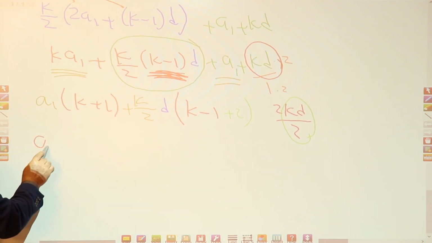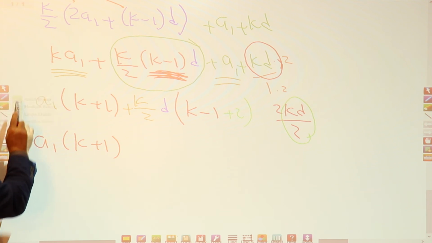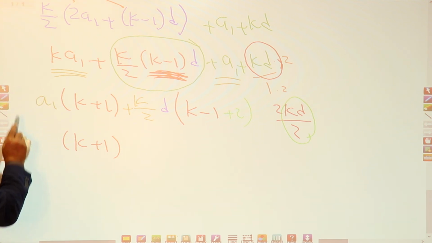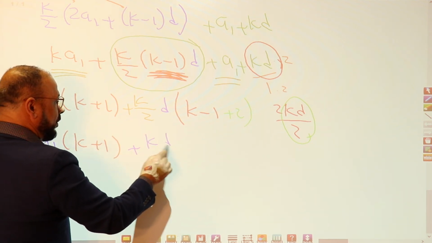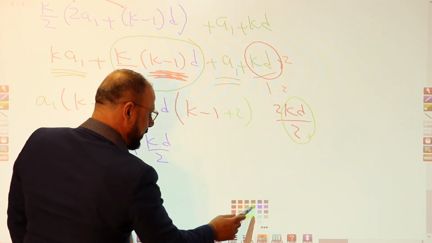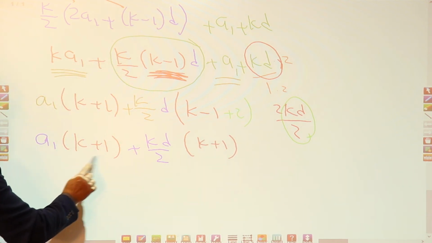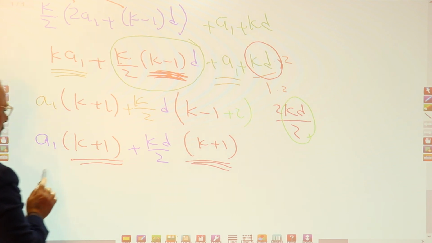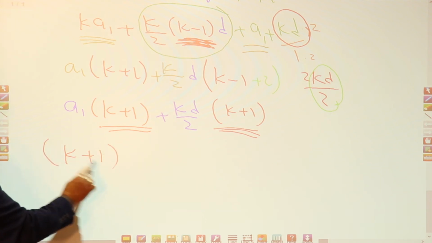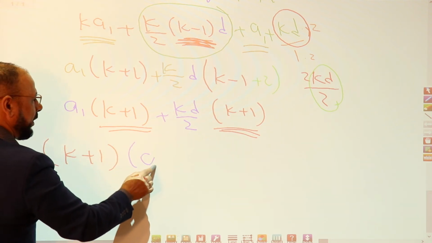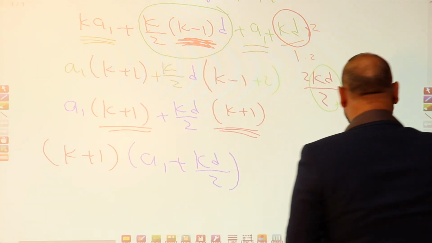Now what we have here? a1, k plus 1. a1, I'm going to do it in blue. k plus 1, and here plus kd over 2, and here k, you see, minus 1 plus 2 is plus 1. Now the last step, take k plus 1 as the greatest common factor. What's left? The blue terms, a1 plus kd over 2. Okay, this is the left side.